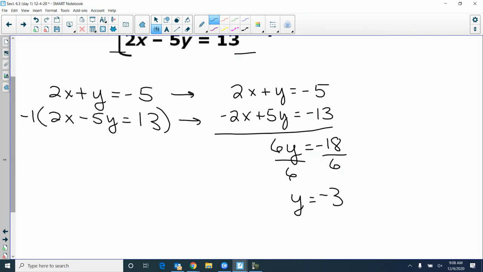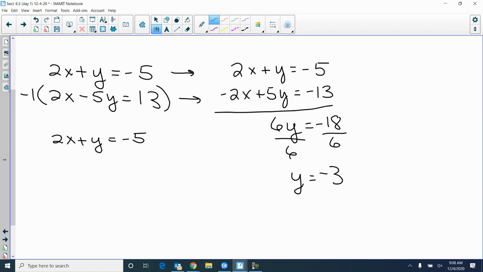So either equation, go back to one of your two original equations. I'm just going to use the first one: 2x plus y equals negative 5. Y equals negative 3, so that becomes 2x plus negative 3 equals negative 5. And now a plus and negative 3, how can I just write it with one sign? Minus 3. Yes, good. Sometimes we try to make that harder than it is.